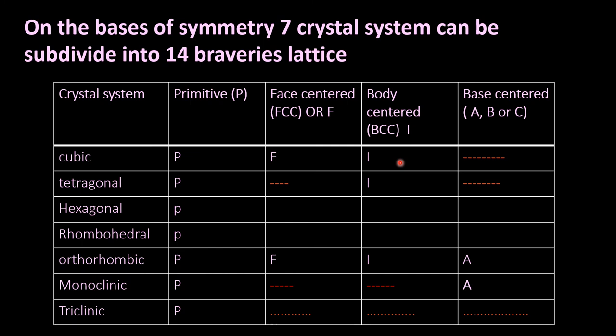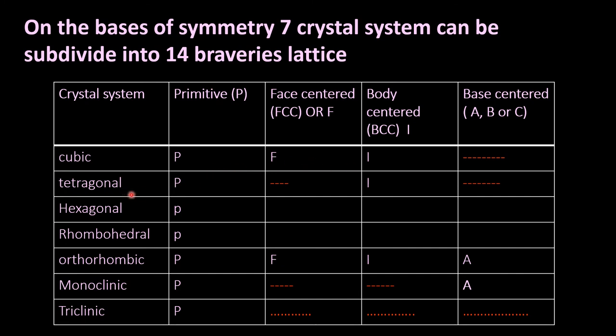In the body-centered Bravais lattice, we have the atom at the corner of the cube and one atom at the center of the cube. So there is one more atom at the center other than the 8 corner atoms. This will be body-centered cubic and it can be represented by I. So the cubic crystal system has 3 types of Bravais lattice, which are P, F and I.